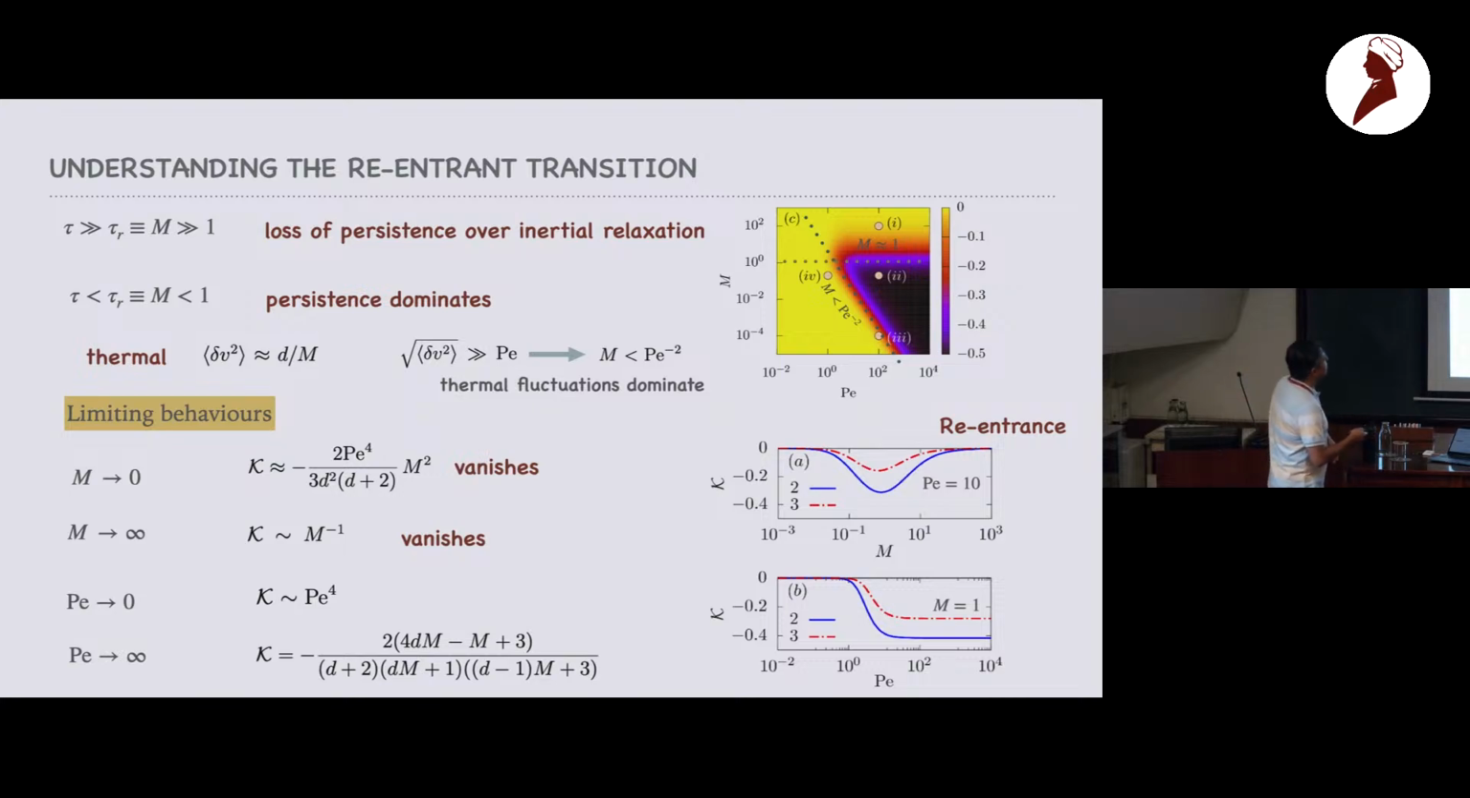What happens at very small values of M is that the translational diffusivity will give rise to a fluctuation of the velocity. That fluctuation of the velocity goes as 1 by M. This is like the equilibrium picture, right? Translational diffusivity, so it goes down as 1 by M. So as I go to very small values of M, of course, this will become very high. And I have this bimodality, and the bimodality is coming because of the Peclet number.